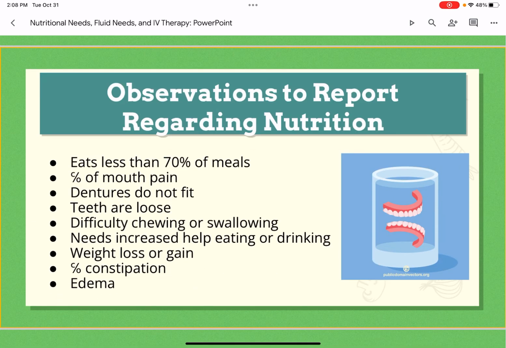Some observations to report regarding nutrition are if a resident eats less than 70% of his or her meals, complains of mouth pain, if dentures do not fit or teeth are loose, difficulty chewing or swallowing, if a resident needs increased help eating or drinking, weight gain or weight loss, complaints of constipation, and edema.